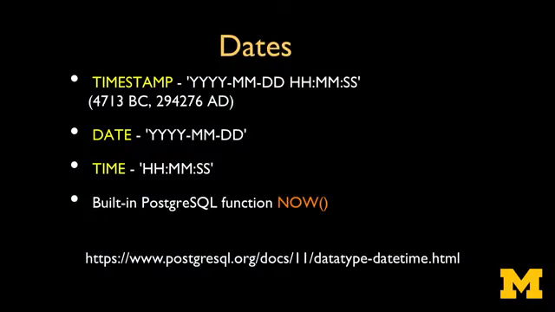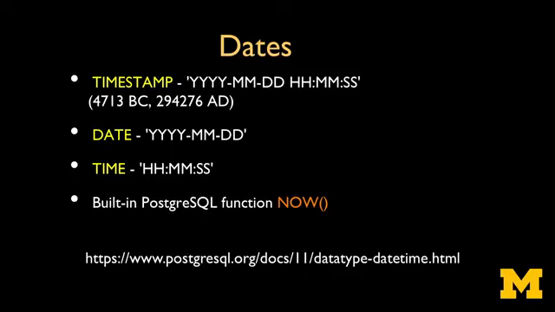Dates. Lots of things are important in dates. There is sort of a date and a time, but the thing we tend to use a lot is a thing called a timestamp. A timestamp is a 64-bit number, and it represents minutes and seconds from 4713 BC to this big long AD.